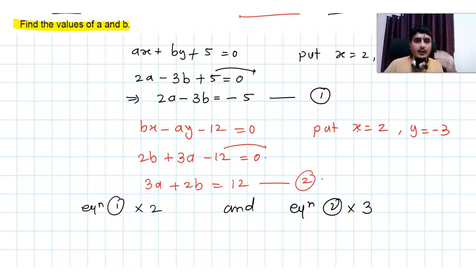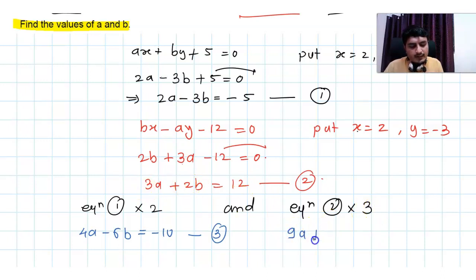So we get two new equations. Equation 1 we multiply with 2, so 2 twos are 4, a as it is, -3 into 2 is -6, b as it is, equals -5 into 2, which is -10. Call it equation number 3. Equation 2 we multiply with 3, so 3 threes are 9, a as it is, 2 threes are 6, b as it is, equals 12 threes are 36. Call it equation number 4.